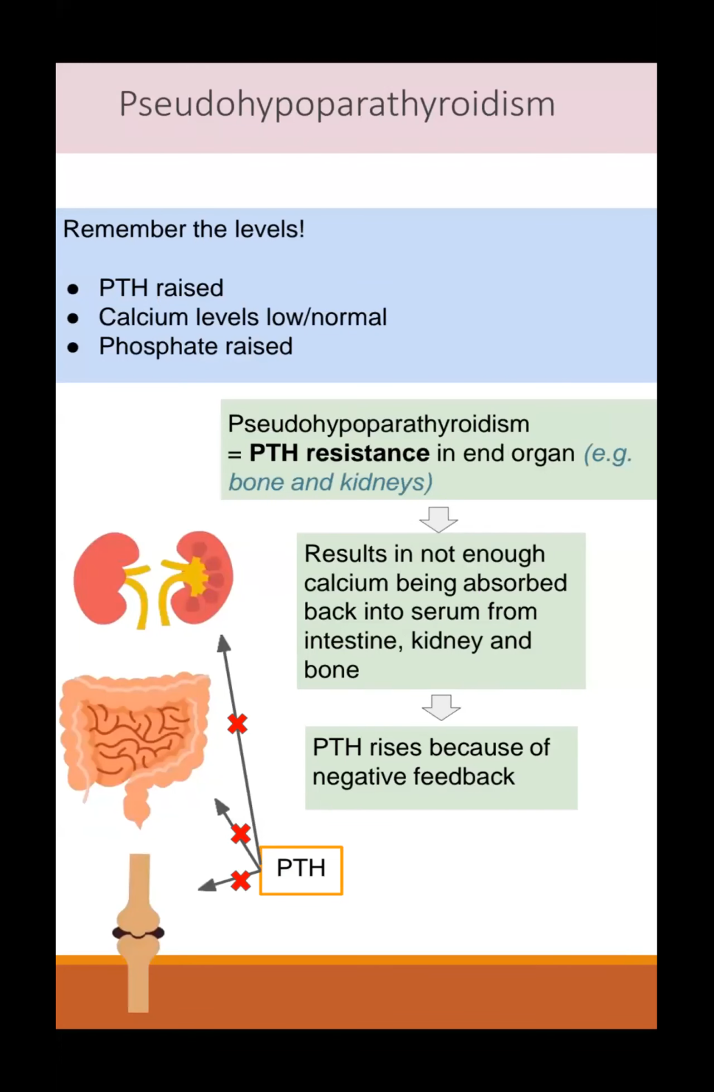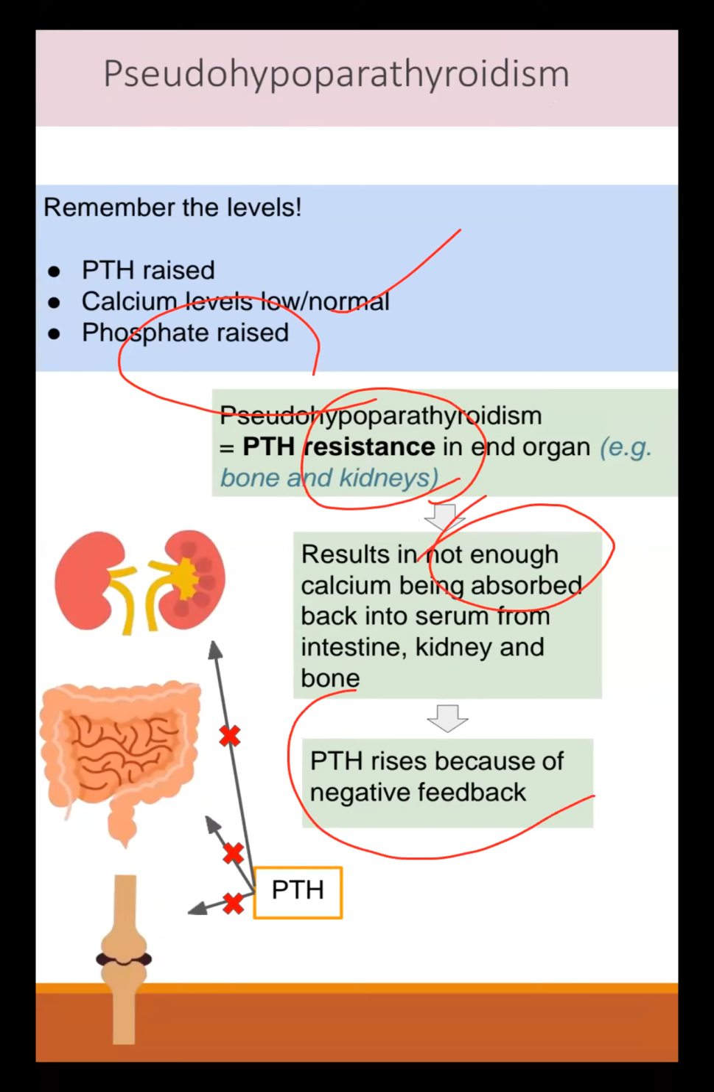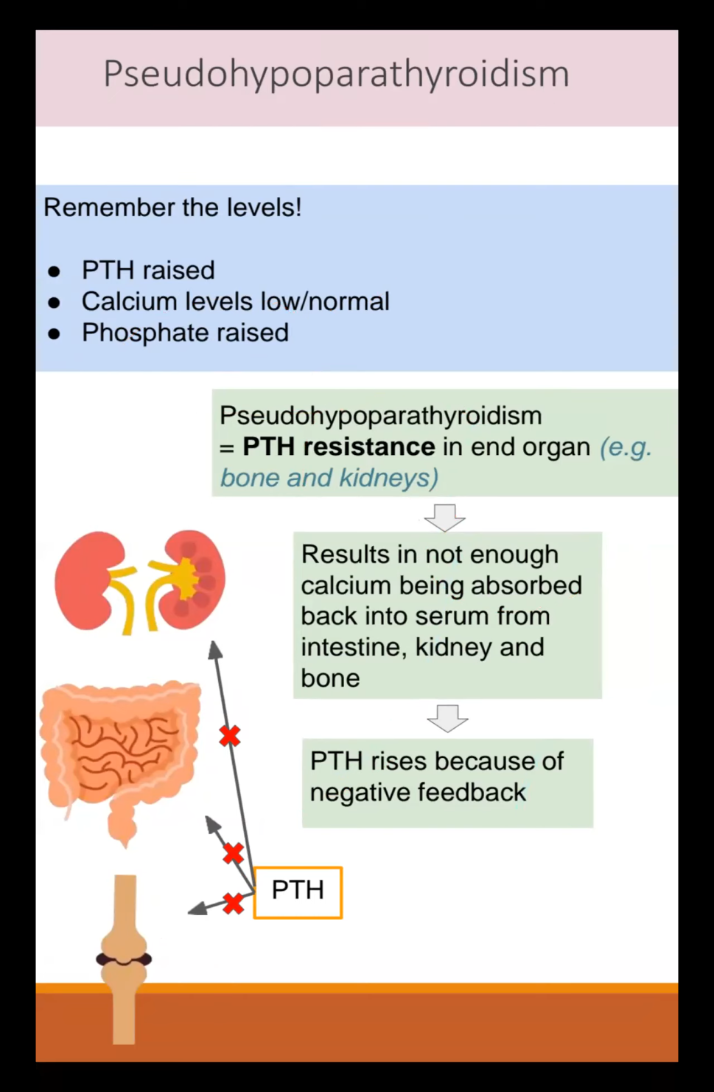Pseudohyperparathyroidism, remember: parathyroid hormone will be high, calcium will be low or normal, and phosphate will rise. Parathyroid hormone is raised because not enough calcium is being absorbed. So PTH will be higher. Just remember, calcium will be low or normal, but PTH will be higher.